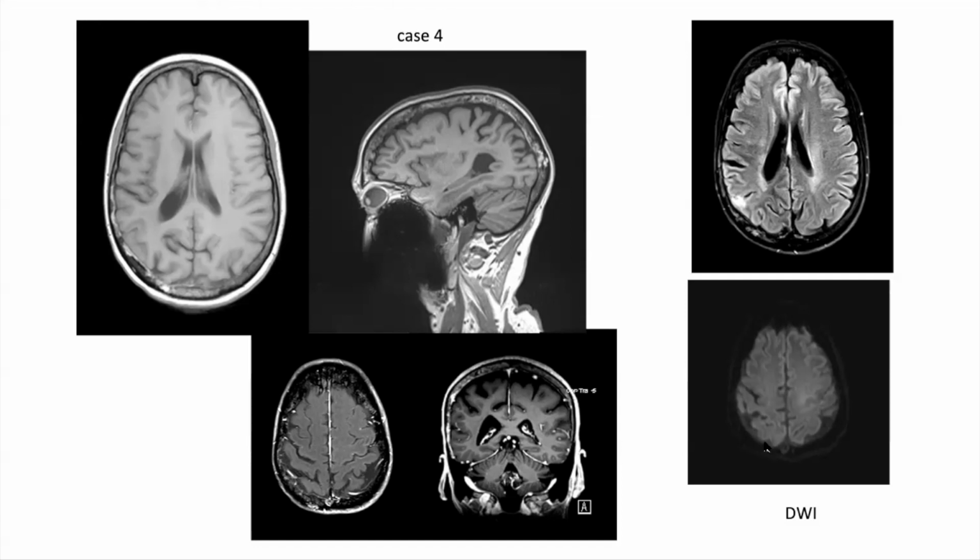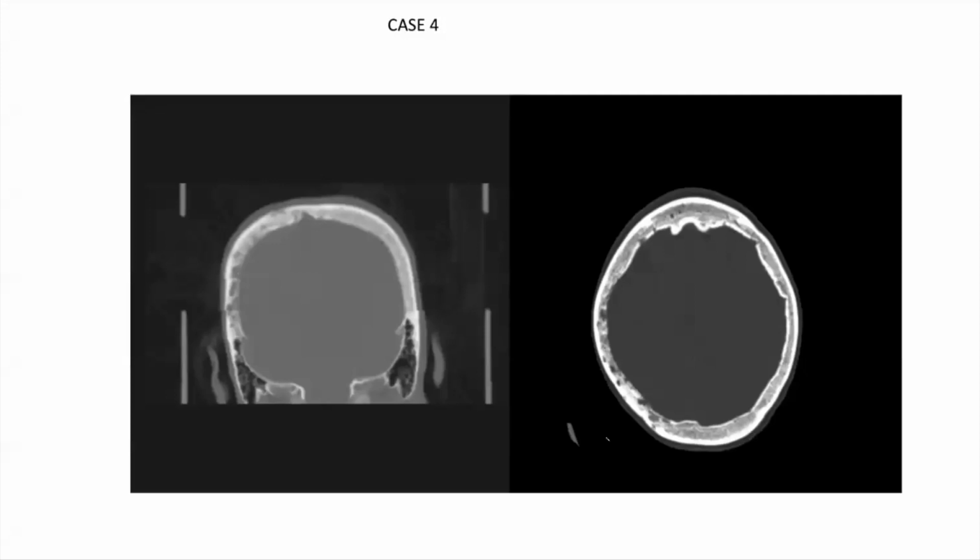This is what it looks like on the diffusion scan. This is what it looks like on the FLAIR scan. A little bit of signal here, but you really don't see much in the way of abnormal signal here on the diffusion weighted imaging. This is what it looks like on the CT scan, both in axial and coronal view.